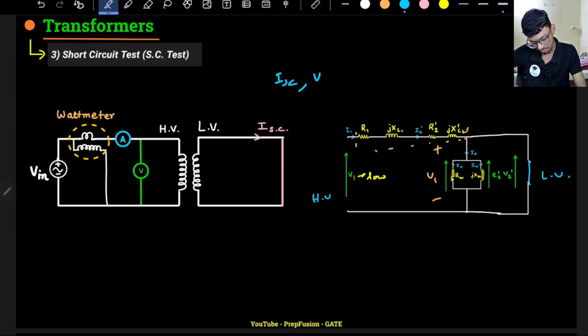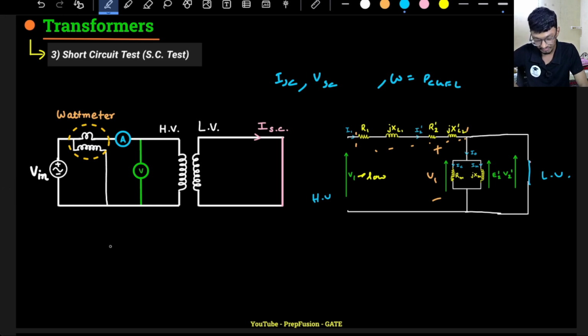The voltmeter will measure the short circuit voltage. The voltmeter, ammeter, and wattmeter together will measure the copper loss, because whatever loss is happening is due to the resistors only, right? So the wattmeter will measure the copper loss, P_CU full load, the full load copper loss.